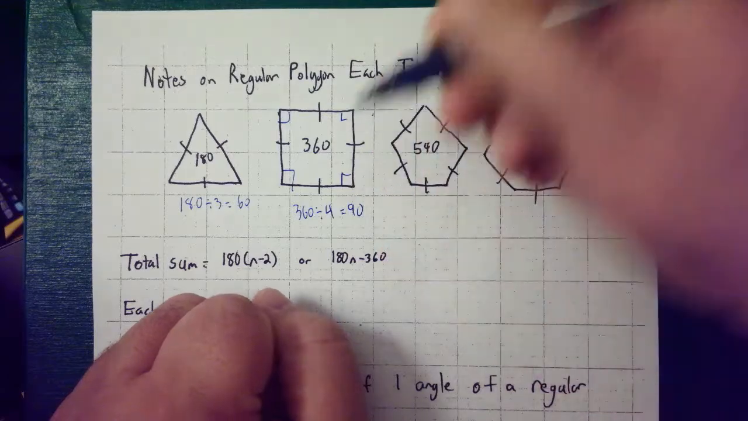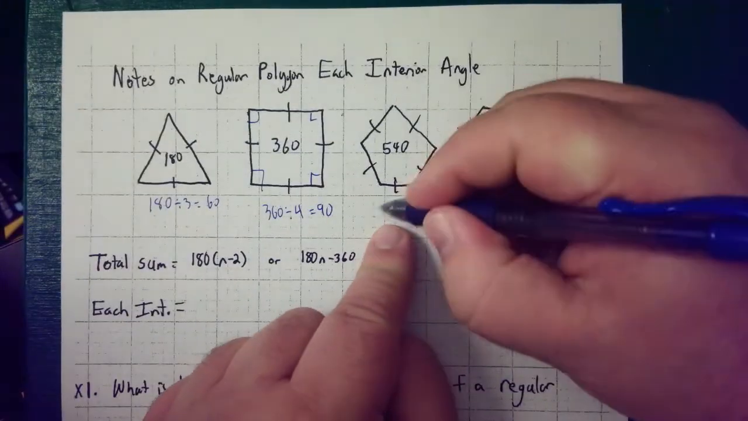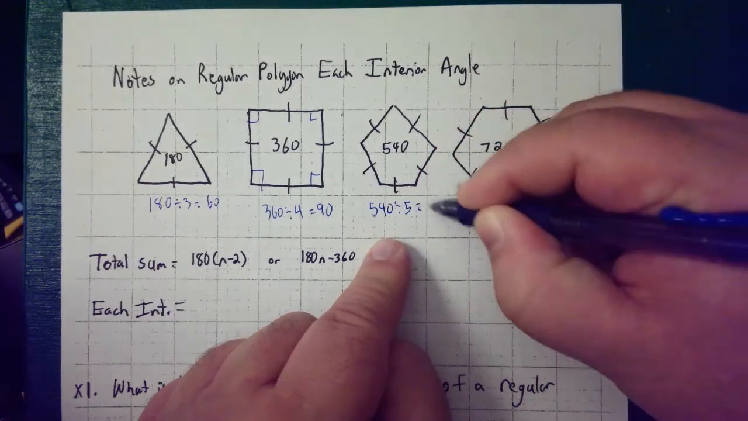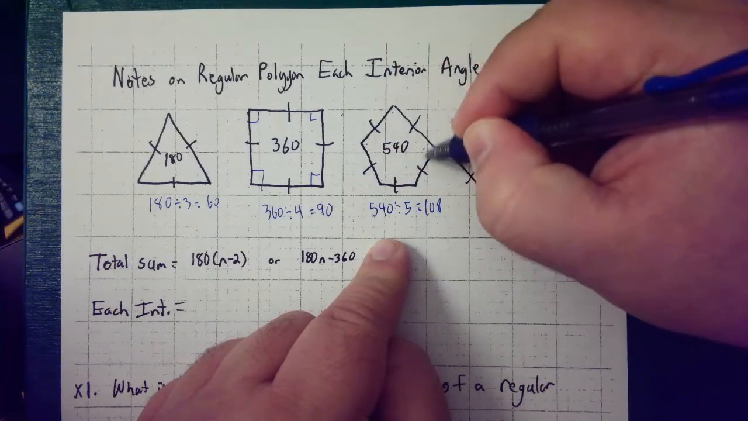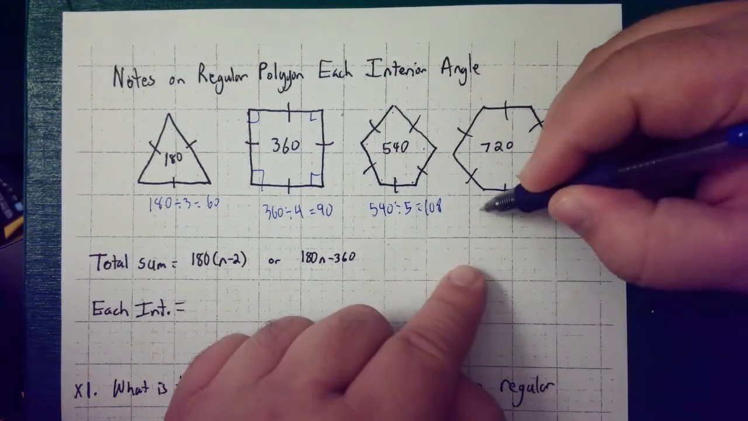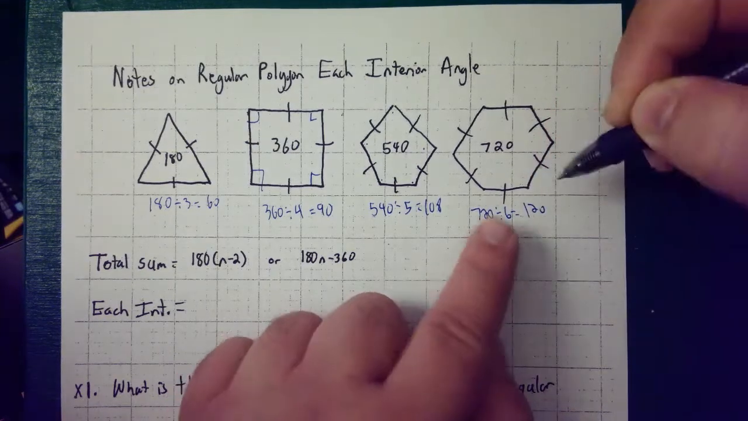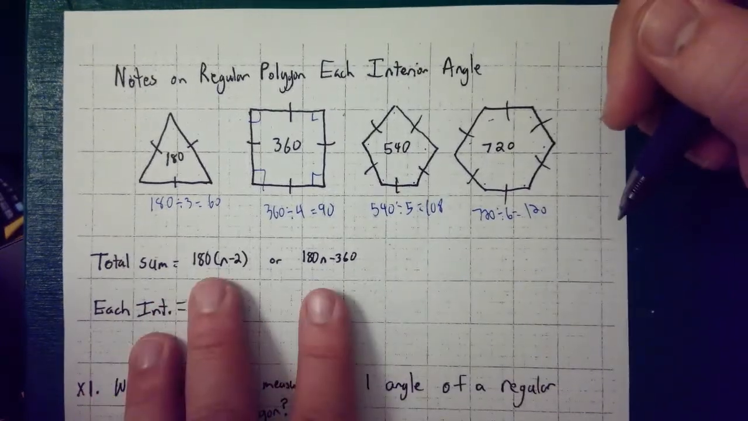But what about a pentagon? I don't know. Well, I do, but you don't. All right, so if you take 540 and divide it by the number of sides, you get 108. So each one of these angles is 108 degrees. And on this one, you get 720 and divide it by 6, and you end up with 120 on each one of these.